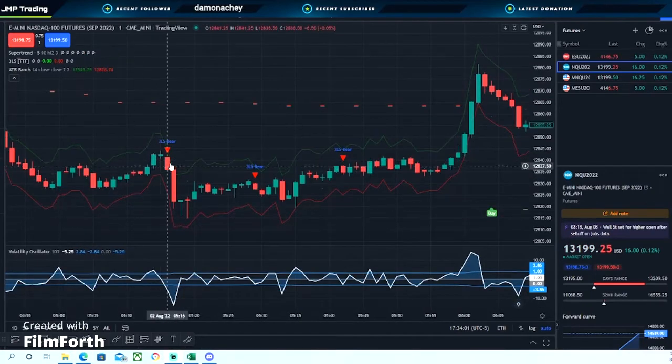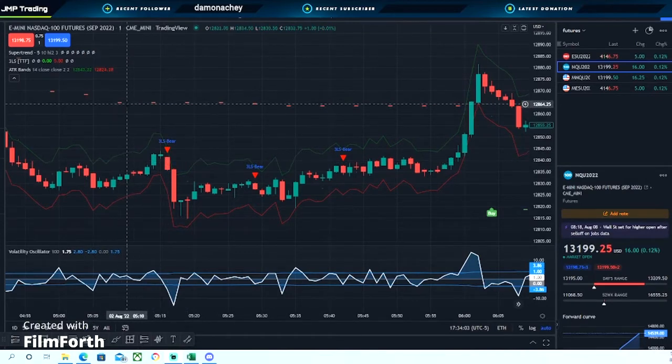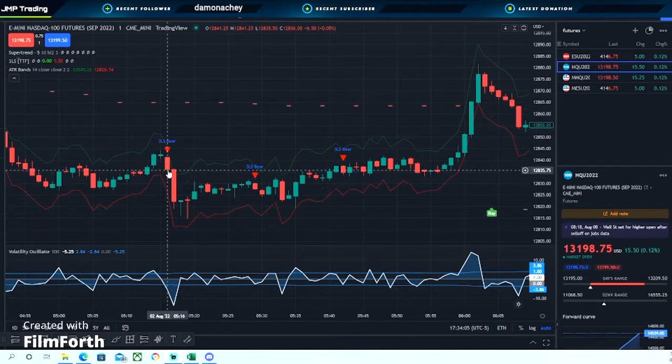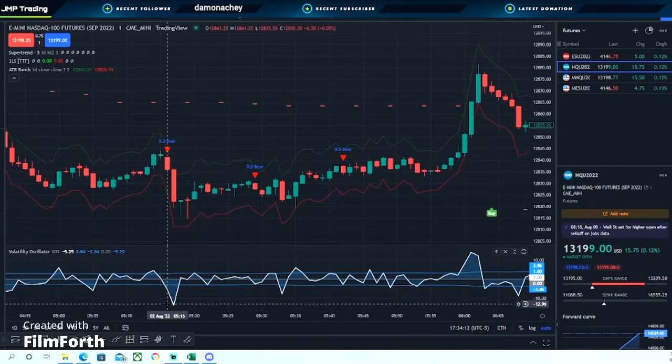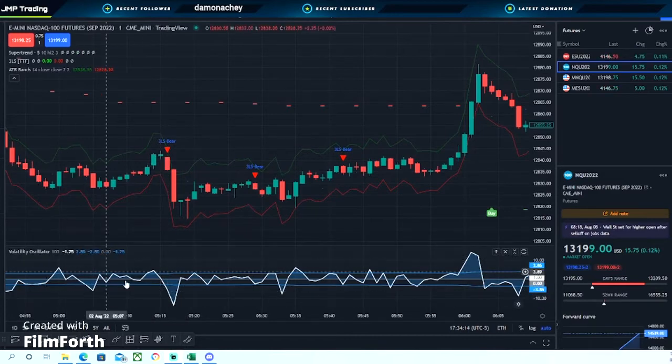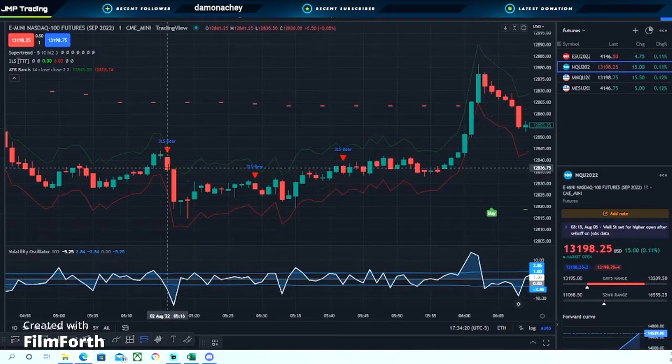So for our short entries, the 5 minute super trend has to be red. We have to get a 3-line strike bear symbol. And for our confirmation, the volatility oscillator, the white line has to close below this bottom band. All our conditions are met on this candle here.